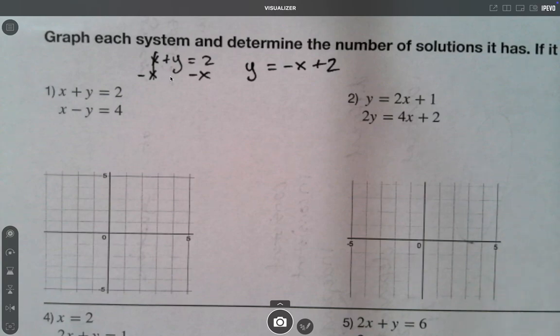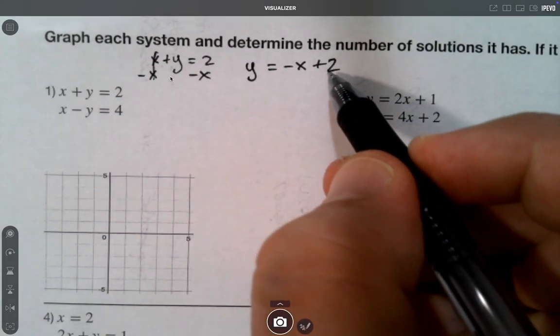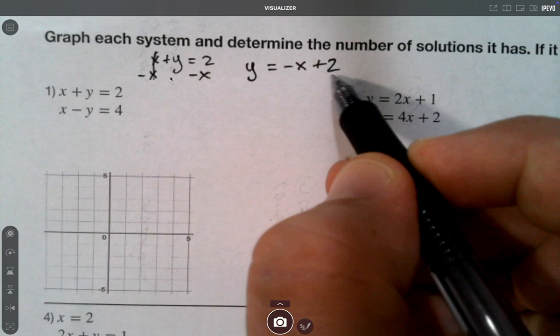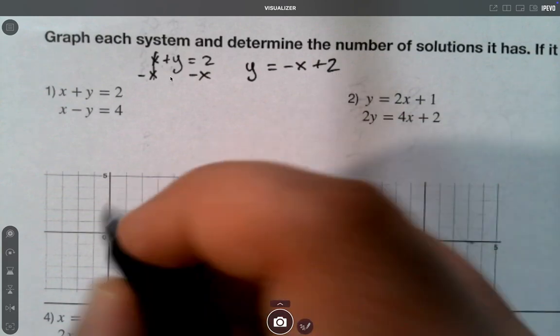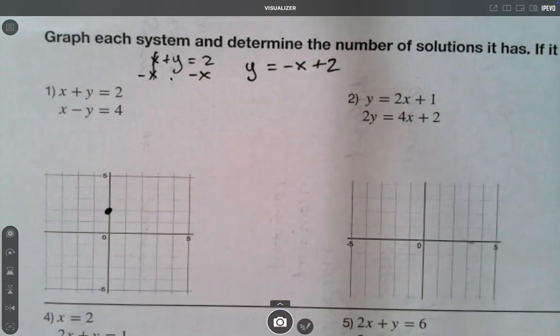So let's just go ahead and graph that line, then we'll come back and deal with the second line. So we always start when we're graphing with the y-intercept, which is the constant, the number that's by itself. So that would be right here at 2.